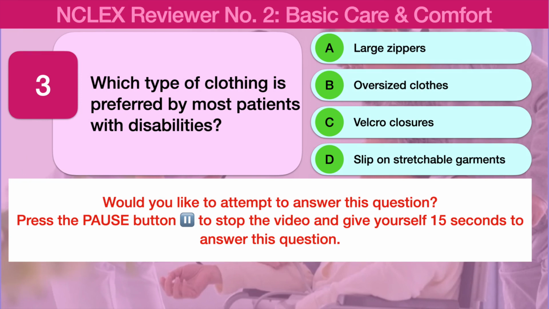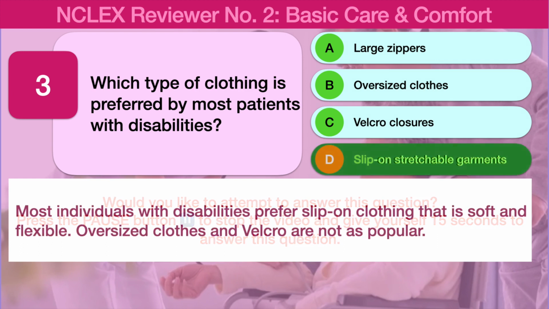Question number 3. Which type of clothing is preferred by most patients with disabilities? A. Large zippers. B. Oversized clothes. C. Velcro closures. D. Slip-on stretchable garments. The correct answer is D. Most individuals with disabilities prefer slip-on clothing that is soft and flexible. They also prefer clothing that will keep them warm. They also care about personal appearance, so oversized clothes and Velcro are not as popular.